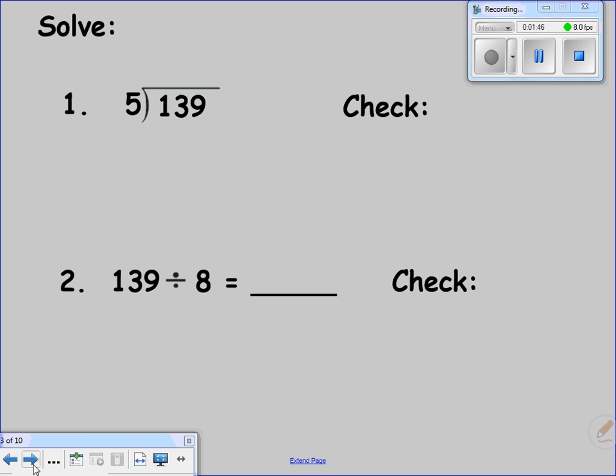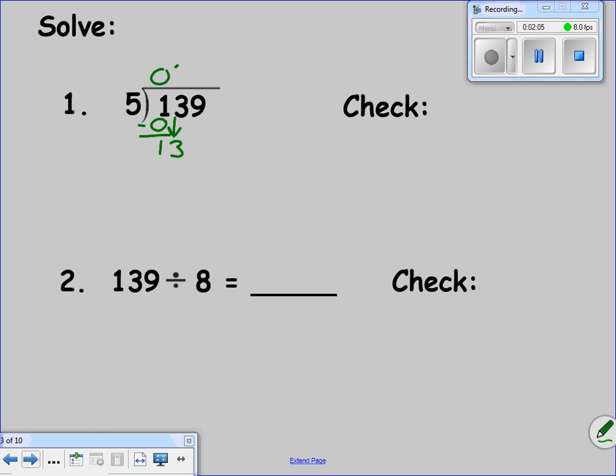Doing some more long division. Once again, if I make a mistake, please come running into school tomorrow. Actually, don't run, but come into school tomorrow and tell me, Mr. Green, you made a mistake. I'm going to do my best not to make one. 5 goes into 1, 0 times. 5 times 0 is 0. I'm going to subtract. I get a 1. I'm going to bring down the 3.